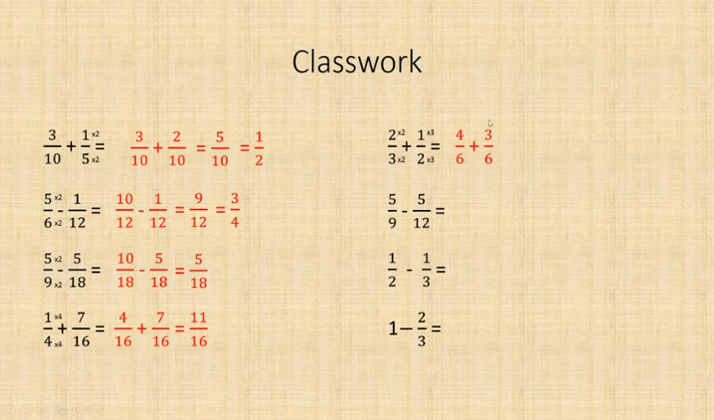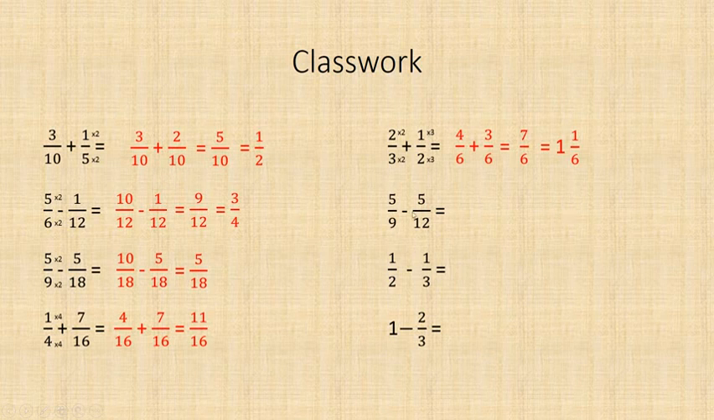So 4 over 6 plus 3 over 6. They have the same denominator, so I don't have any problem now. I will just add the numerators. 4 plus 3 equals 7, and the denominator is the same, so I have 7 over 6. This is not the final answer. This is an improper fraction, and I need to change it into a mixed number. 7 over 6, if you make the division, is 1 and 1 over 6. And this is the final answer in the simplest form.